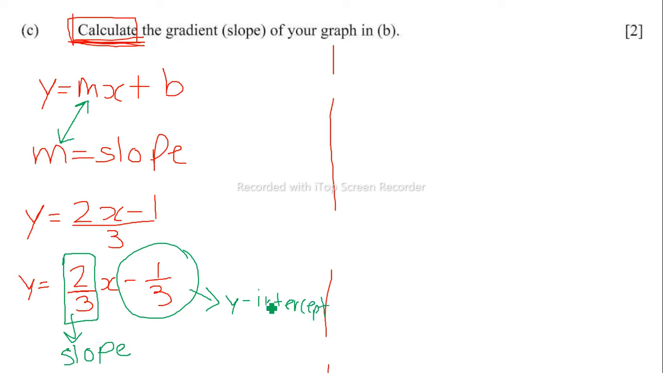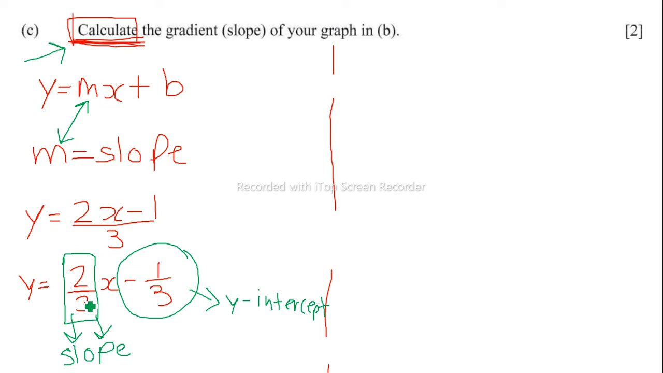I have a question when you finish. Yes, sir. So this question is just asking us to find the slope. Yes, find the slope. Now, they said calculate, so because they said calculate, you have to use the formula. What I did here was show you how to identify it, so you know automatically your answer is supposed to be 2 over 3.